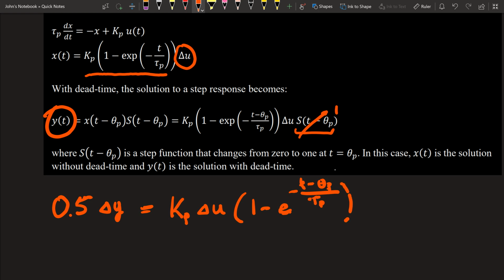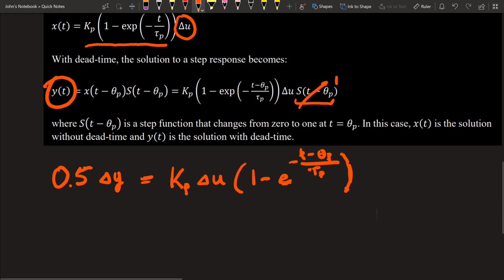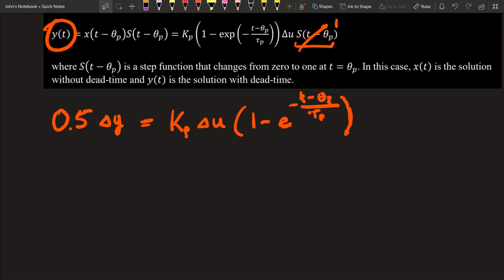Okay, so here's my equation right here. Now all I have left is to solve for t. If I rearrange this, I'll just call this my fraction f. That's the fraction of the way to steady state. It's 0.5. Now the other thing I know is just the definition of my gain, Kp equals delta y divided by delta u.